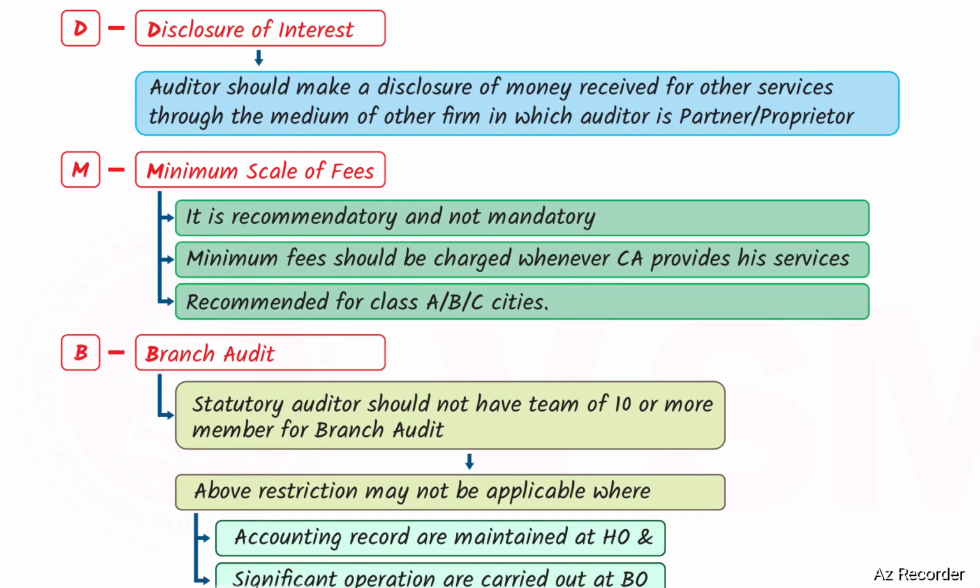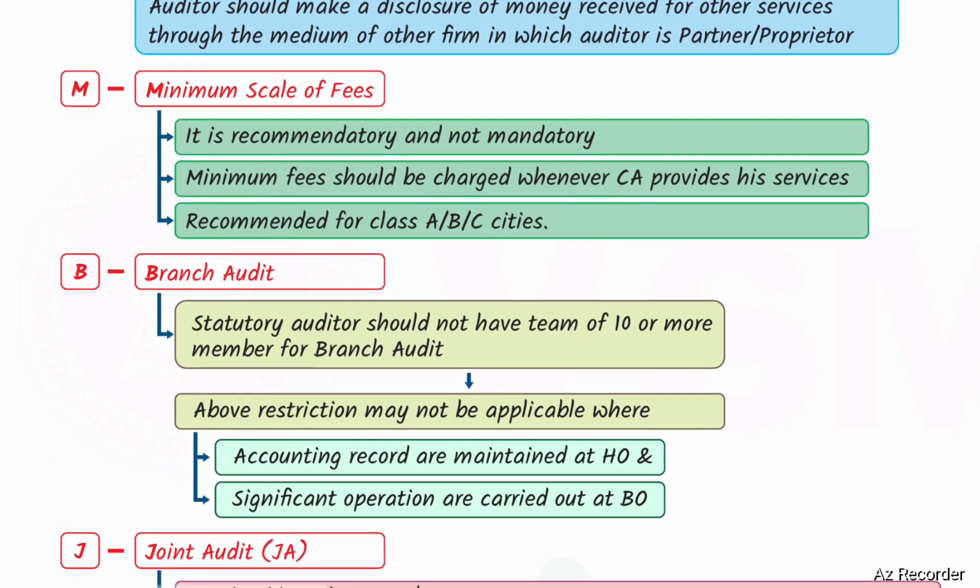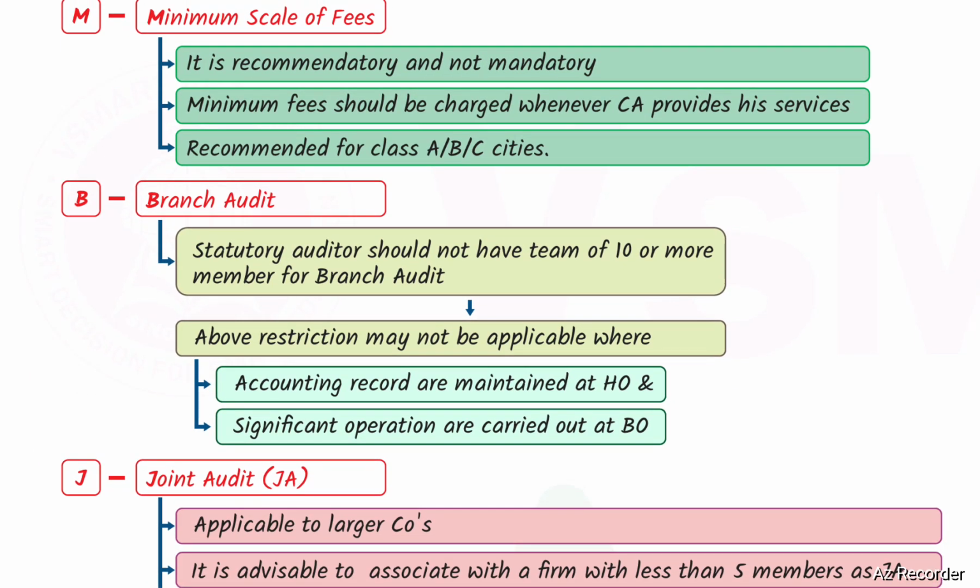Disclosure of interest. Auditor shall make a disclosure of money received for other services through the medium of other firms in which auditor is a partner or a proprietor. Minimum scale of fees. It is recommendatory and not mandatory. Minimum fees should be charged whenever a CA provides his services. Recommended for Class A, Class B, Class C cities.